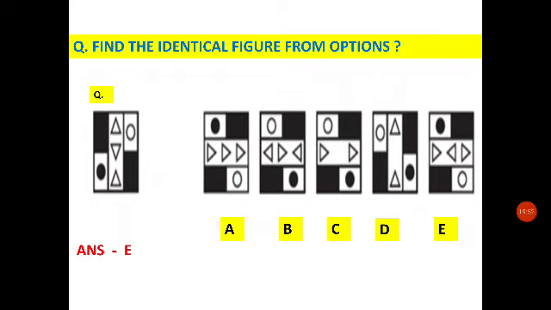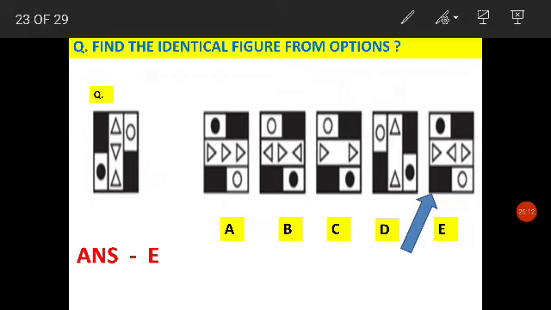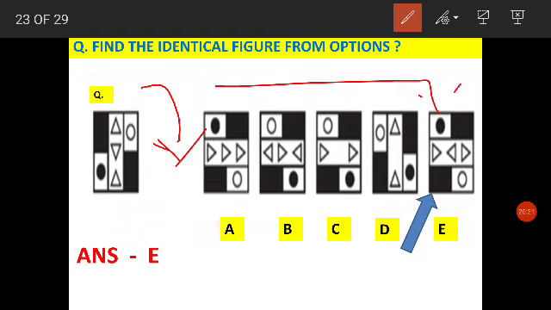Identical figures. So in this again you need a very sharp observation because the difference is very minute. There's a figure given in the question, and there are answer figures, and you have to see the identical figure. They are very simple, but then you have to watch them very carefully. Answer is E. And here this figure actually has been turned 90 degrees. So it becomes like this.